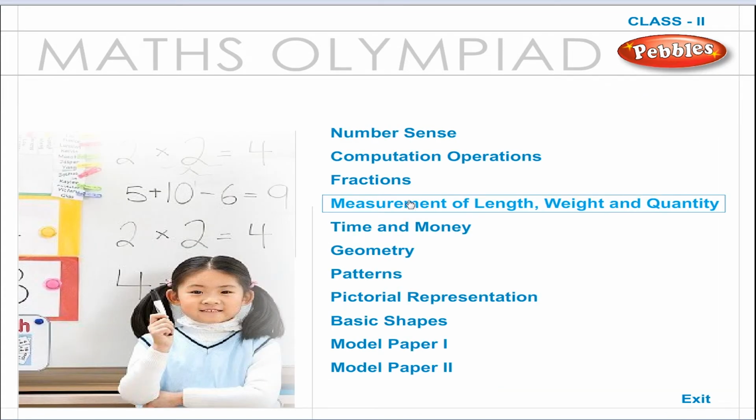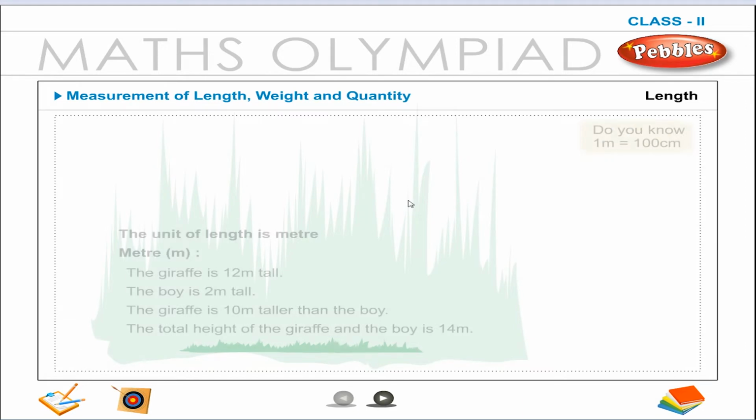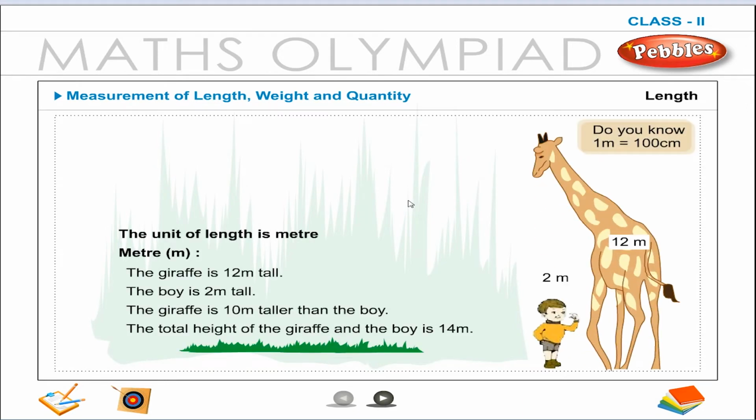Measurement of length. The unit of length is meter. Meter, m. Do you know 1 meter is equal to 100 centimeters? Look at the figure. The giraffe is 12 meters tall. The boy is 2 meters tall. The giraffe is 10 meters taller than the boy. The total height of the giraffe and the boy is 14 meters.